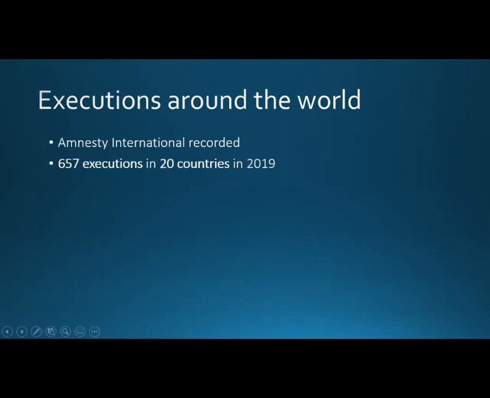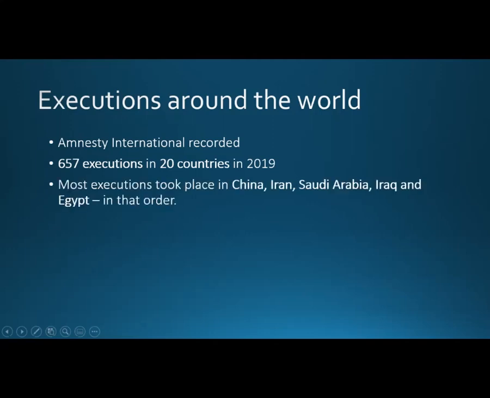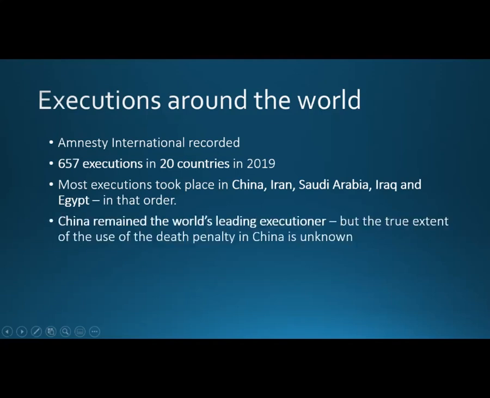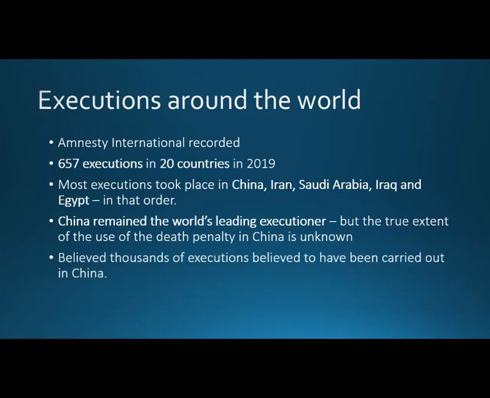Amnesty International recorded 652 executions in 20 countries in 2019. Most were in China, Iran, Saudi Arabia, Iraq, and Egypt. Again, we don't know about North Korea. China remained the world's leading executioner, but we still don't know the numbers. I believe thousands of executions have been carried out.